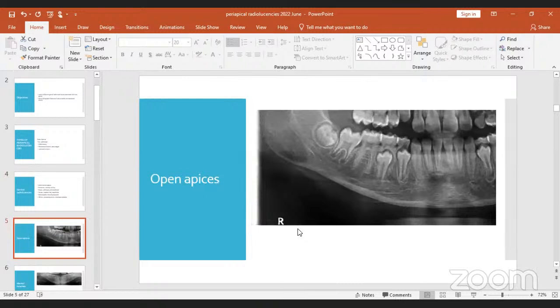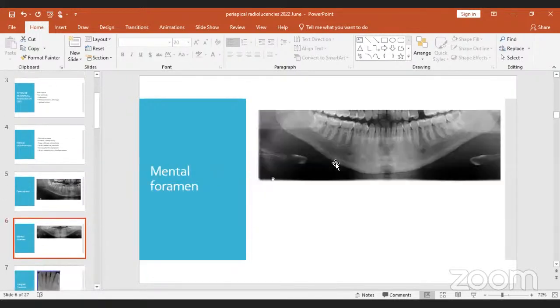An example like this, we have open apices. Look at that panoramic image shown. You find that the lower 7 is developing. The root development is not yet complete, and apically, the apices are open. So they appear as radiolucent areas. Do not confuse that with an infection, a periapical infection.